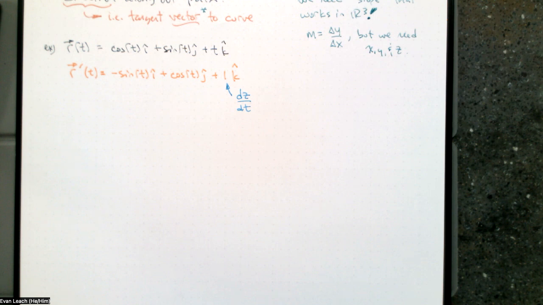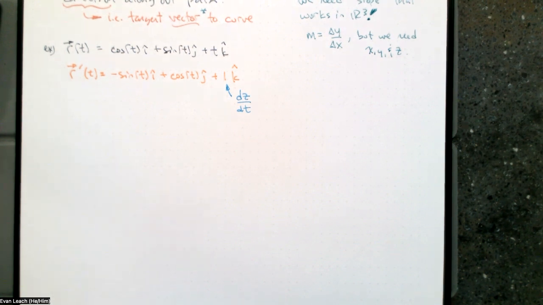We just can't use slope anymore, because slope is change in y with respect to x. And now I have a vector in R3. So I've got to say what's the change in the x direction, what's the change in the y direction, what's the change in the z direction. I've got to describe that with a vector, not just a single number, like we could with the slope.